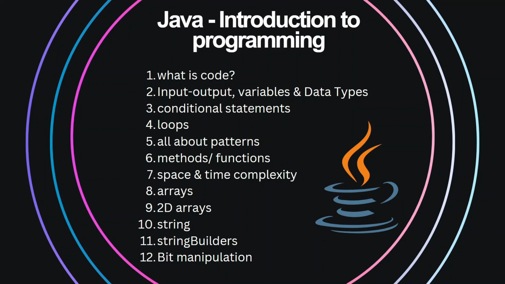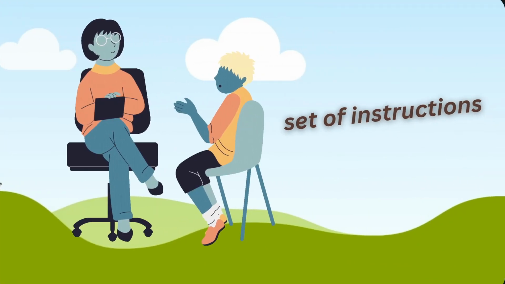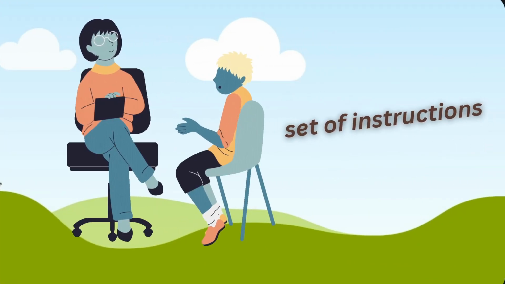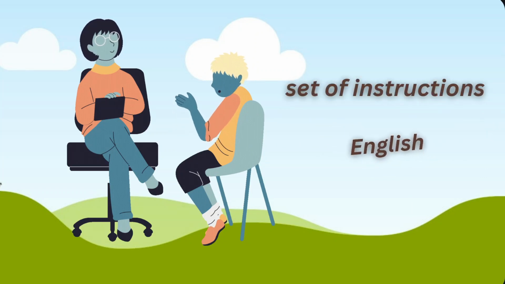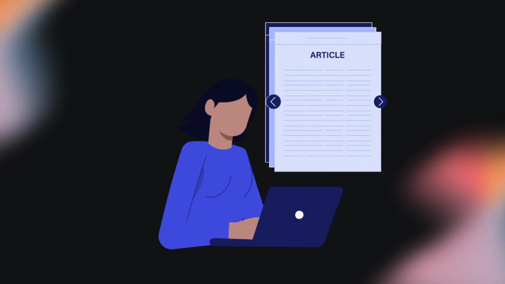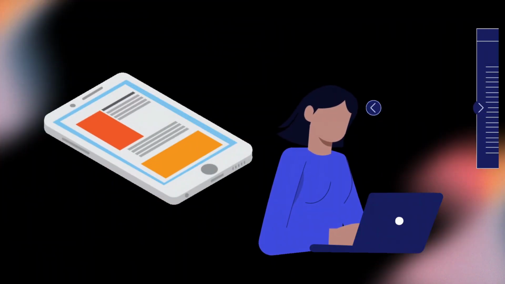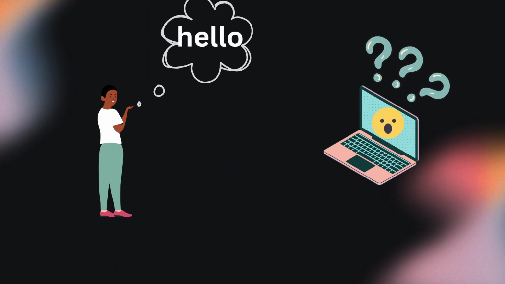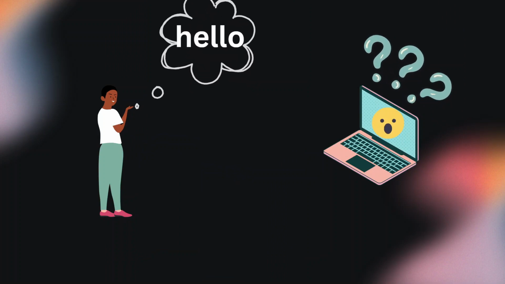So let's understand what is a code. Basically, whenever we are talking to each other, we are giving some set of instructions to them. And that set of instructions can be in English or in any other language. But how do we give instructions to a computer, or how do we talk to a computer or a laptop or a mobile phone? How do we talk to them? Can they understand the language we are talking in? Or can they understand the English language that we are talking?